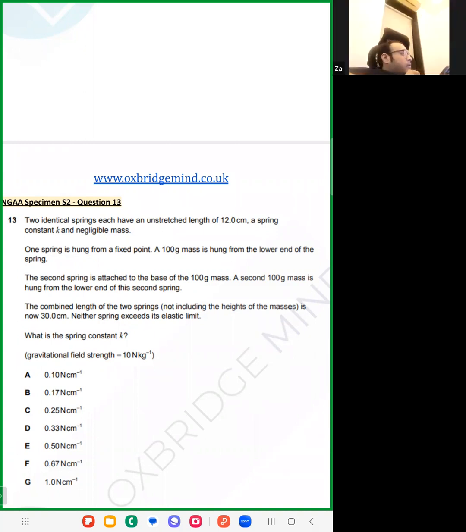Now kx1 is not equal to 2. The answer is given in Newton centimeter inverse. We have to be very careful. We are generally calculating in SI units for K, which is Newton meter inverse, but the answer is given in Newton centimeter inverse. So now you will equate kx1 equal to 200 grams. 200 grams will become 200 by 1000 into G as kg.